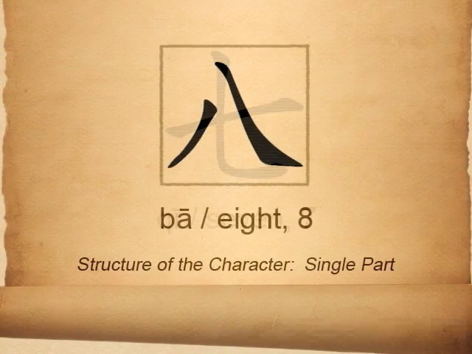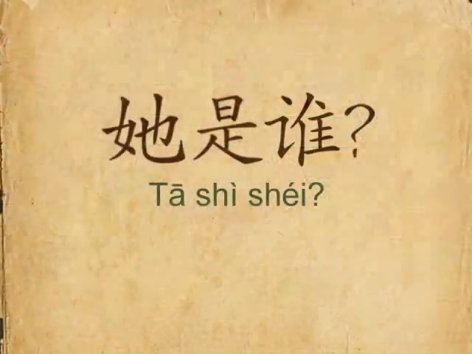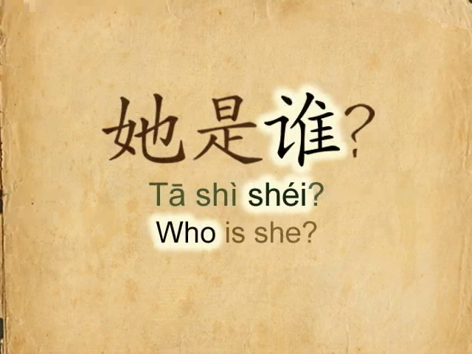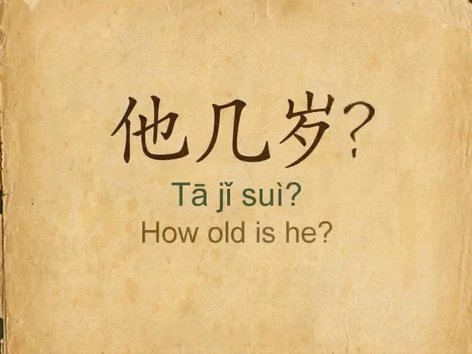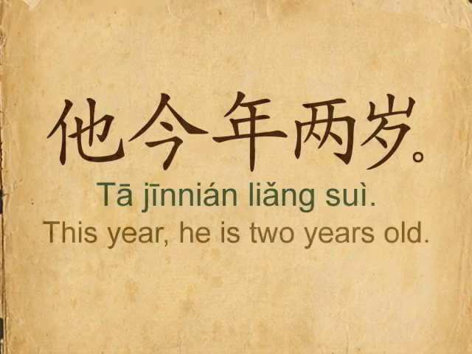同学们, we've come to the end of this lesson. Let's go over what we've learned today. After reviewing the main points of our last lesson, we analyzed the character structure of the numbers 六, 七, 八, 九, and 十. Then we practiced writing each number and talked about the strokes. Next, you learned four sentences that will help you ask questions about age and identify people. The sentences are 她是谁? Who is she? 她几岁? How old is he? 她今年两岁. This year, he is 2 years old.